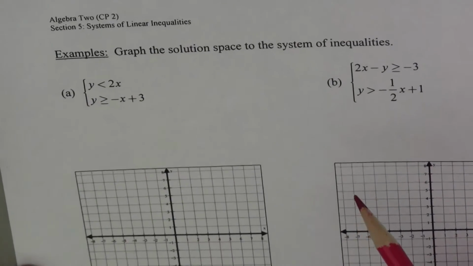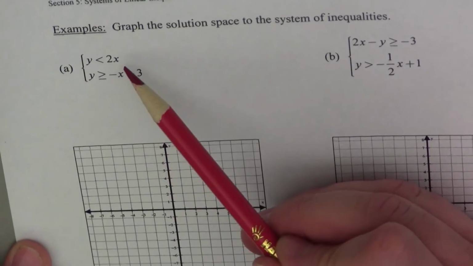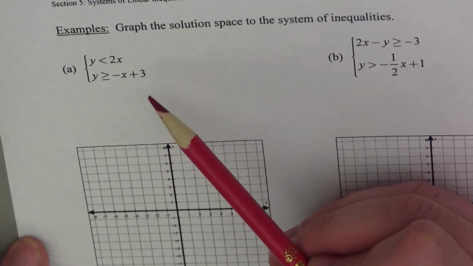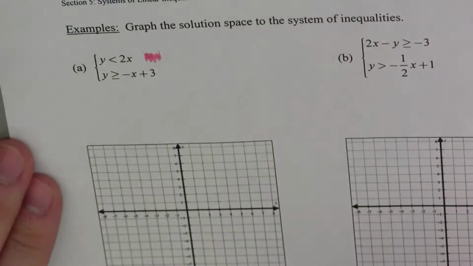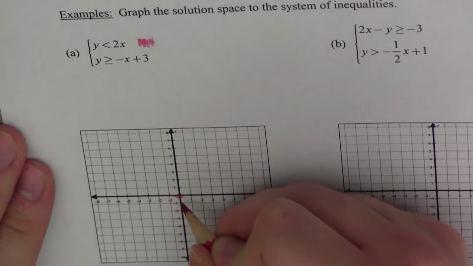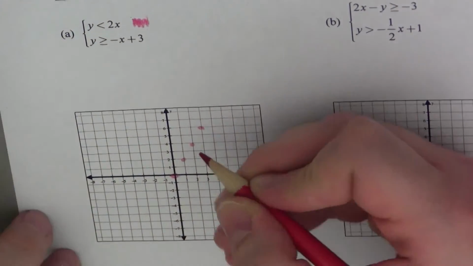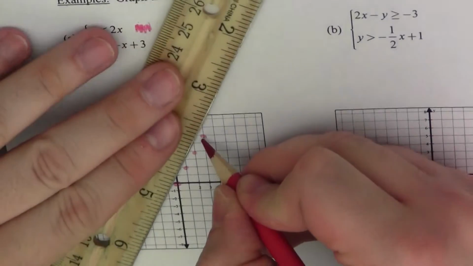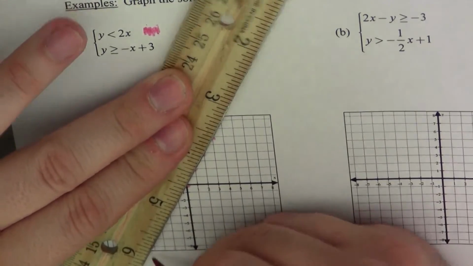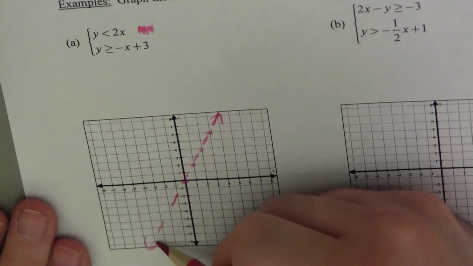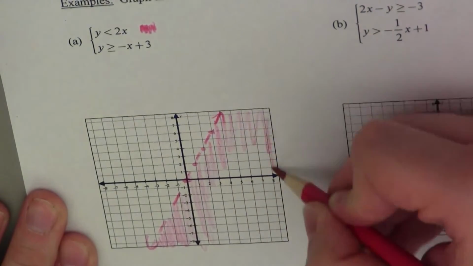So now we're going to look at a few examples of these. In letter A, I want to graph the solution y is less than 2x and y is greater than or equal to negative x plus 3. Well, I'm going to do these in 2 different colors, and I'm going to start with that first one in red. My y-intercept is 0, my slope is 2, so up 2 over 1, up 2 over 1, up 2 over 1. I think that's good enough. Use a ruler to connect the dots. We're going to use a dashed line here because it's just less than, not less than or equal to. And we're going to shade below that line. So everything under here would be a solution to that first inequality.